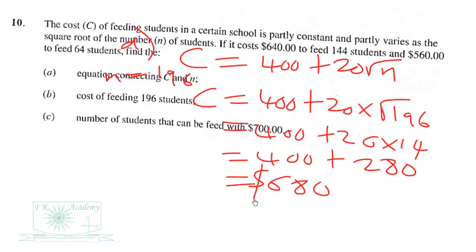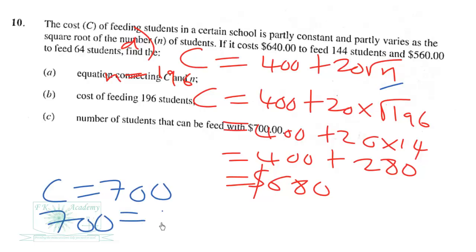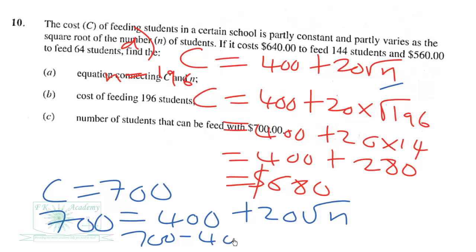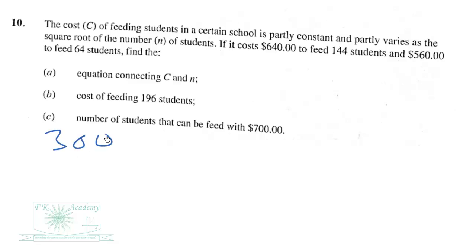Then we have the C part of the question. The number of students that can be fed with 700. So this time C is equal to 700. We are looking for N. So 700 will be equal to 400 plus 20 square root of N. So 700 minus 400 is equal to 20 square root of N. 700 minus 400 is 300. So we have 300 is equal to 20 square root of N.